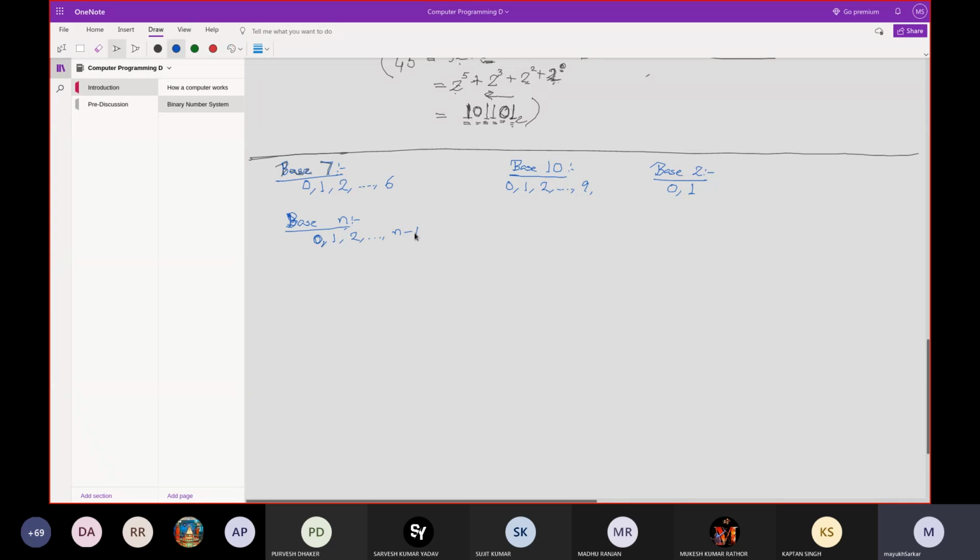Now you may ask, what if the base is something more than 10? For example, what if the base is 16? In fact, base 16 is a pretty famous base, pretty much used in computer systems as well. We will look into that base as well. In that scenario, the available digits, in fact base 16 has a special name, that is called hexadecimal base.